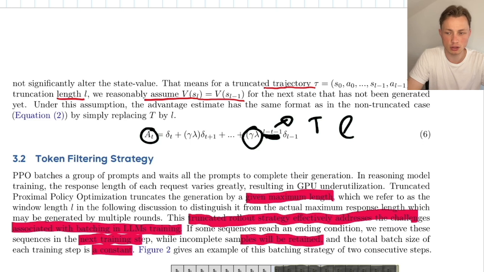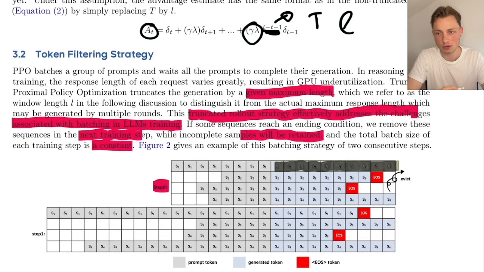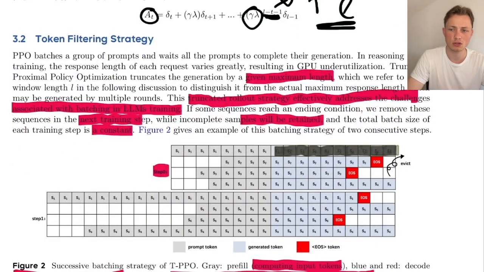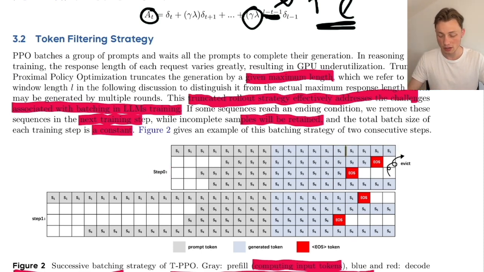And the next thing is they introduce the token filtering. If we understand the token filtering, we have a small view on the algorithm, and then it should be pretty clear. Maybe at first it is not obvious why this makes it more efficient, but we will see it. So the token filtering strategy is also pretty easy to understand. The idea is that if we have a batch of sequences that we want to generate, or we sample in our environment, for example 16 samples in one batch, we are not waiting until all sequences are finished, all samples are finished.